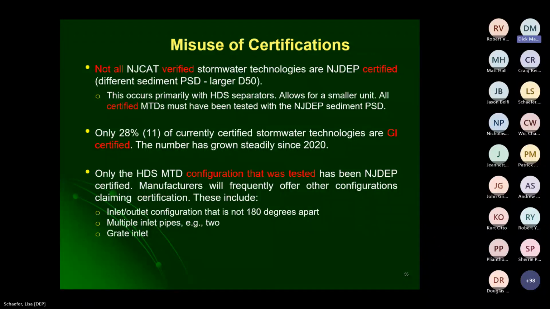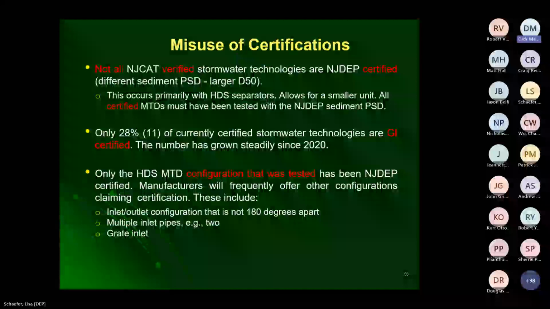this is a growing number, and I expect to see more and more of this in the future because the regs in New Jersey require that you show you cannot use a green infrastructure technology before you can get approval for an HDS or a filter technology. And probably the biggest thing that I see coming in this area is that people want to use an HDS, hydrodynamic separator, in a configuration that was not tested as part of the certification process.